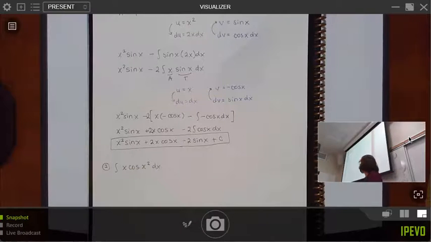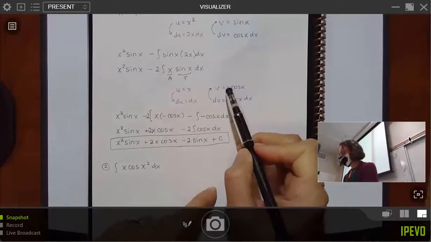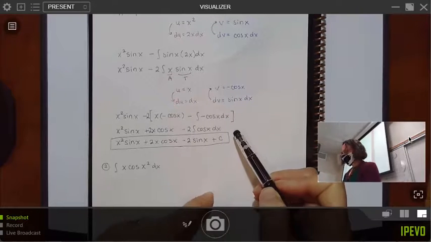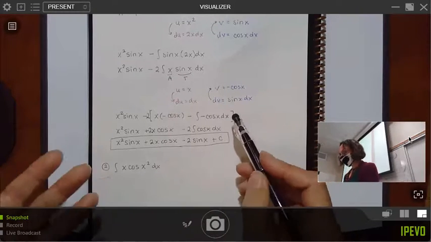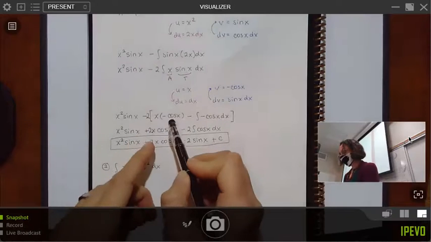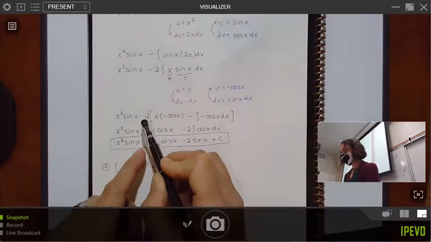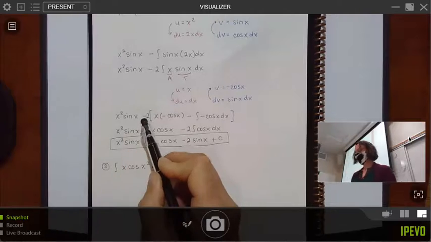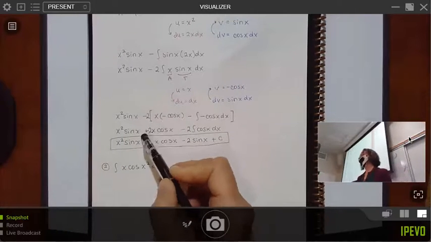What is the negative in the cosine? For the first one? No, so it's x times negative cosine. X times that negative. I'm distributing this -2 in. So my -2 times the negative cosine, I wrote as a +2.